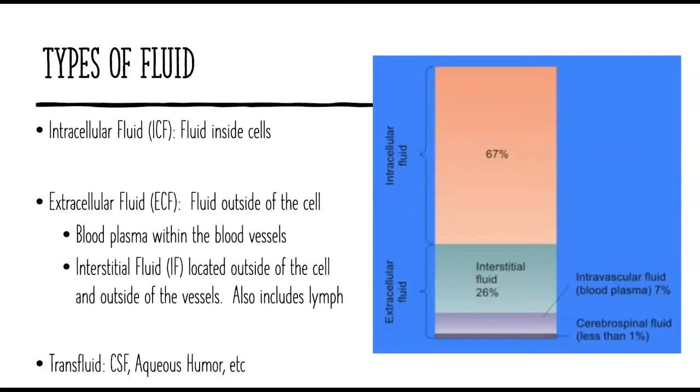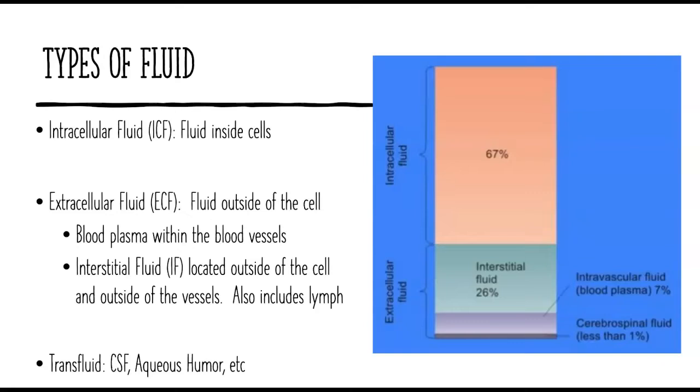Then we have the extracellular fluid, or the ECF. This is the fluid that is found outside of the cell, and we further divide this compartment into two categories. The interstitial fluid is the fluid that's located outside of the cell and outside of the blood vessels, so this also includes the fluid in your lymph. And then blood plasma, the fluid that is included within the blood vessels. That makes up, again, 26% of the total amount of fluid found in your body. So it's a much smaller compartment, a much smaller amount than the intracellular fluid.